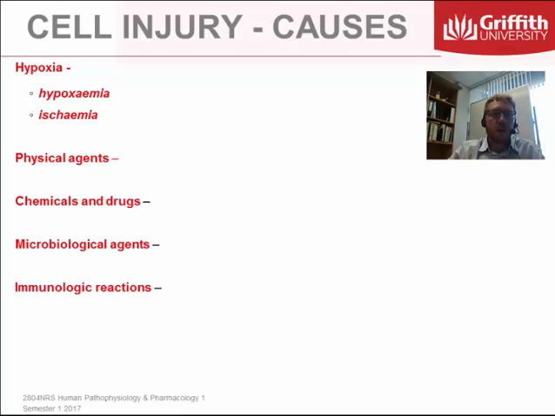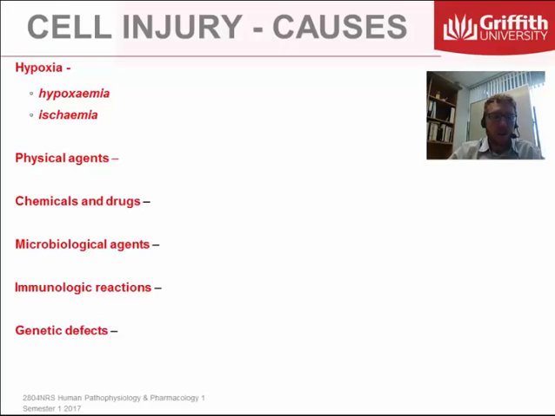Moving on to immunological reactions or conditions that will cause damage. The most common is what we call hypersensitivity disorders, and there are 4 types of these. Basically, a hypersensitivity condition is something that comes into the body, or is intrinsic in the body, and elicits an immune response which then causes tissue injury. Another type of immunological injury is autoimmune diseases. We'll cover this in week 3.